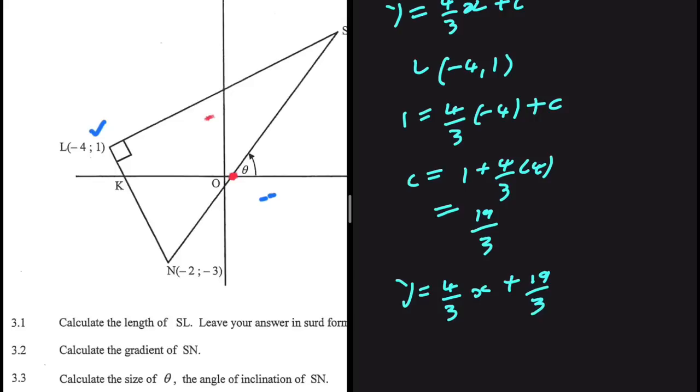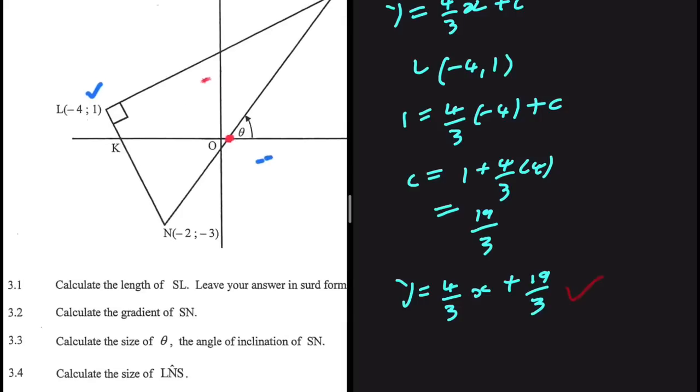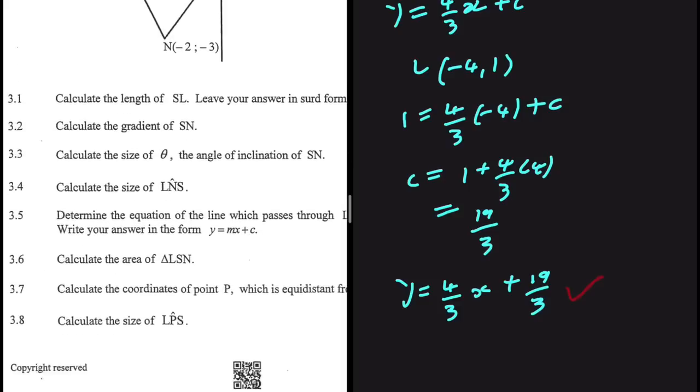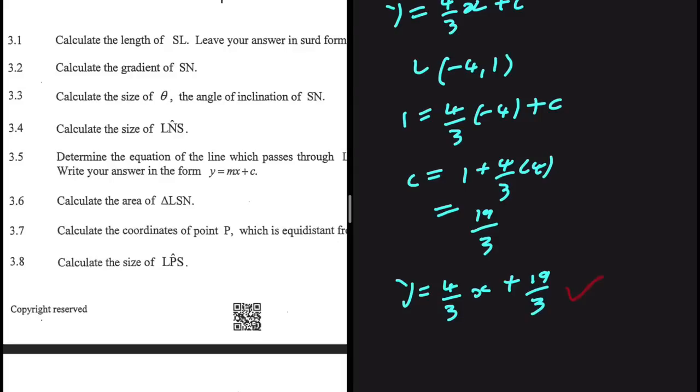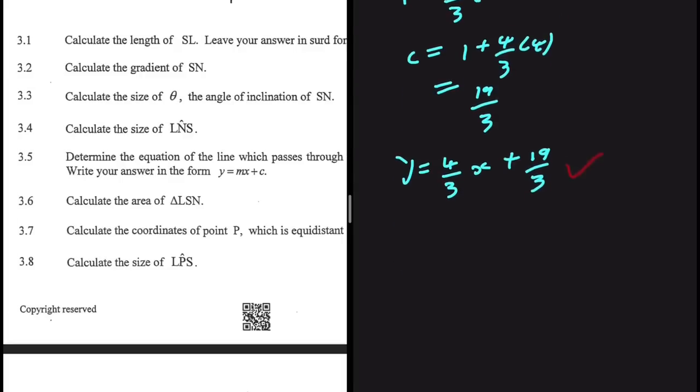If I substitute -4, will I get 1? -4 times 4/3 plus 19 divided by 3 gives 1. I'm getting 1 when I substitute -4, so I'm quite convinced that I have the correct equation. You can still get the corresponding y value and your equation be wrong, that is very possible, but anyway, let's carry on. I just did 3.5, so now we have to go to 3.6.